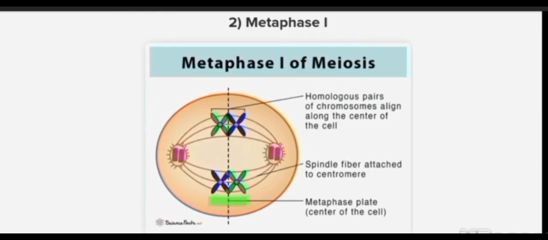In metaphase 1 of the meiosis, what happens? The homologous pairs of chromosomes would be aligned along the center of the cell to form the metaphase plate. These spindle fibers will help to align these chromosomes along the metaphase plate.